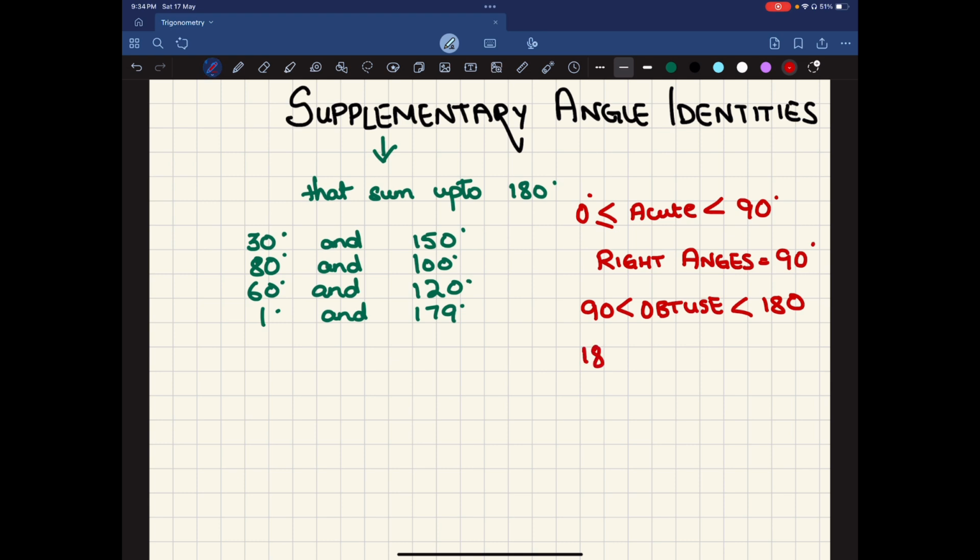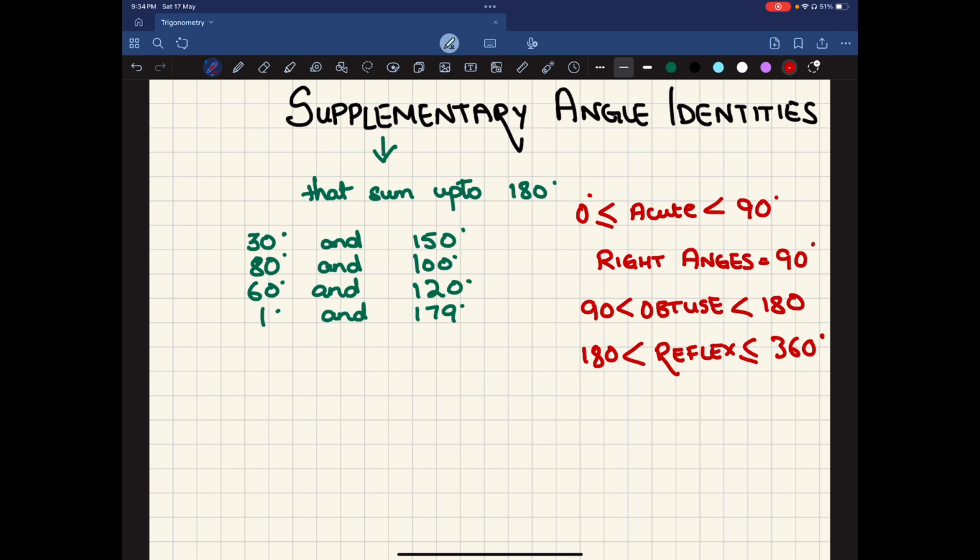And angles which are greater than 180 and less than or equal to 360 are reflex angles. Okay, so if the question asks for an obtuse angle and the value that you obtain for the angle is acute, then all you have to do is subtract the answer from 180. And if it asks you for a reflex angle, then you have to subtract the answer from 360. We will do some past paper examples to attempt such questions.